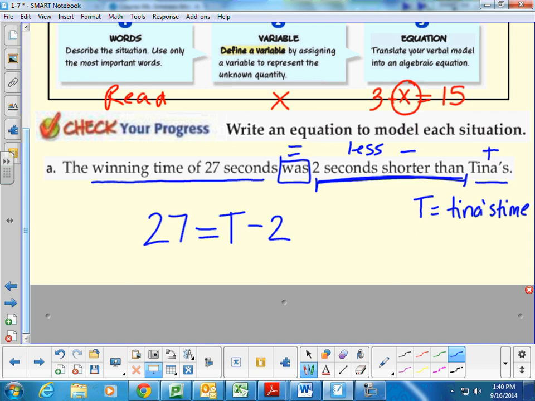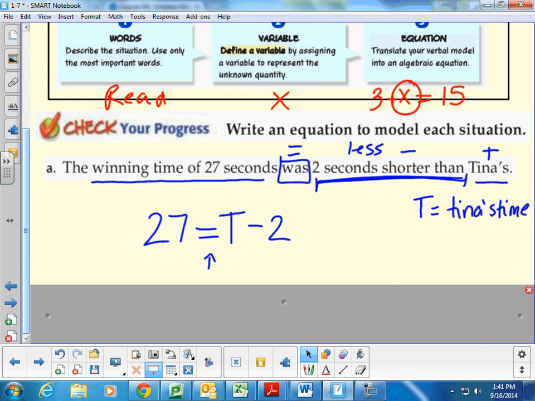Okay, so 27 is the winning time. Can we go back and re-look at this? 27 was 2 seconds less than Tina's time. So obviously Tina's time was more because she wasn't the winner, but it's 2 less. Clearly from this you know that Tina's time was 29 seconds, but you don't actually need to solve.